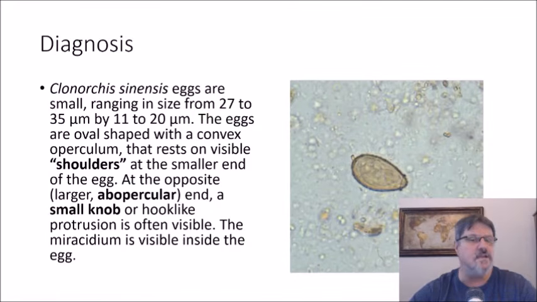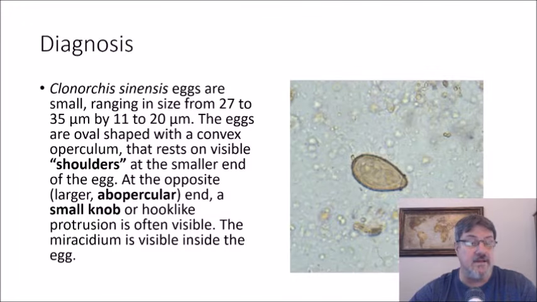Diagnosis: the eggs of Clonorchis sinensis are very easy to distinguish. They're smaller than the other trematodes, ranging in size from 27 to 35 microns by 11 to 20 microns. The eggs are oval-shaped with a convex operculum that rests on visible shoulders. And you can see that right here where I have the pointer. Very, very broad shoulders on this parasite.